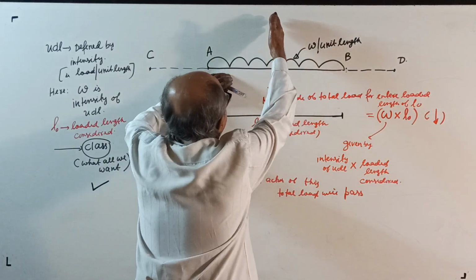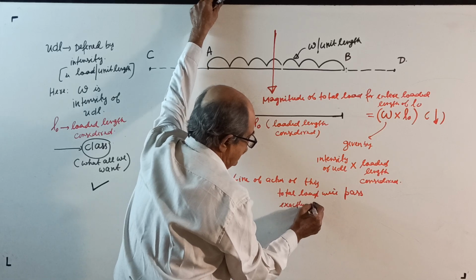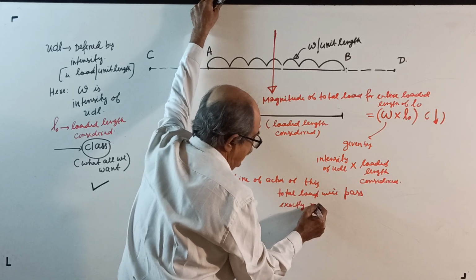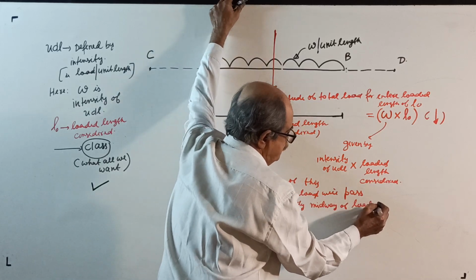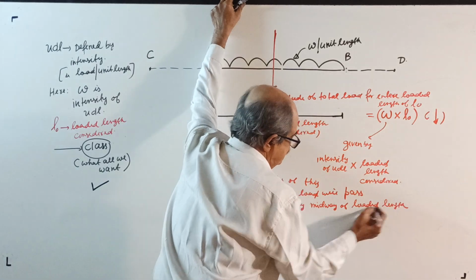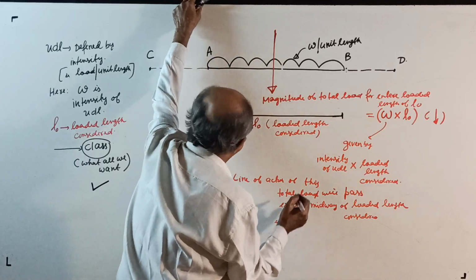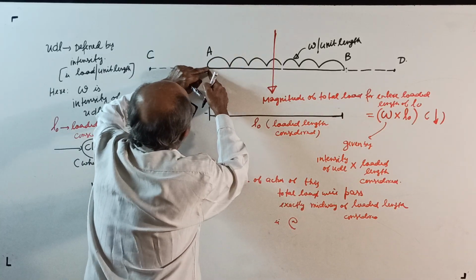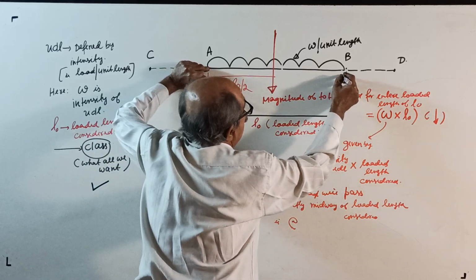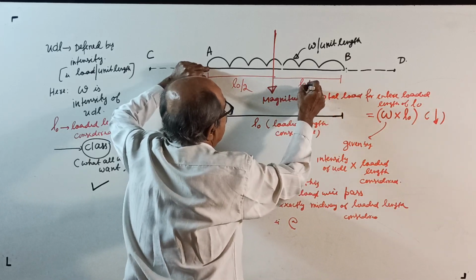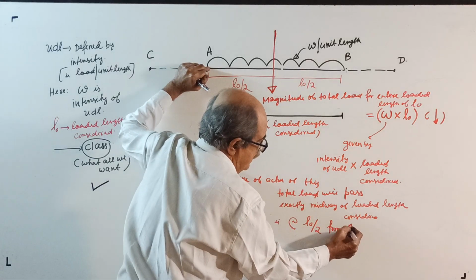UDL, everybody knows it will pass center, will pass exactly midway of loaded length considered. That is at, see short form, at, from here, L0 by 2, from here also L0 by 2, that is at L0 by 2 from A or B.